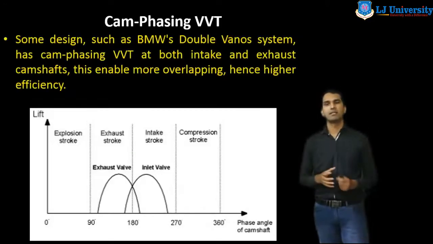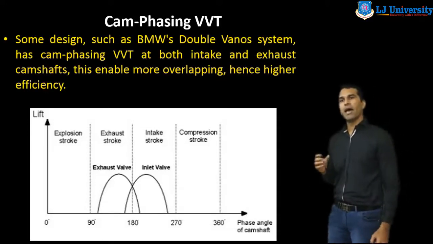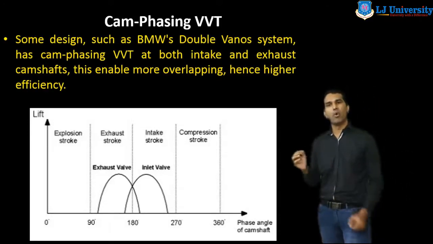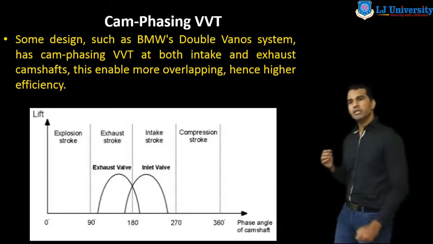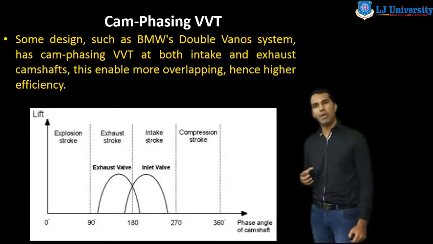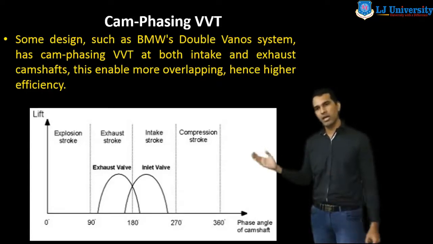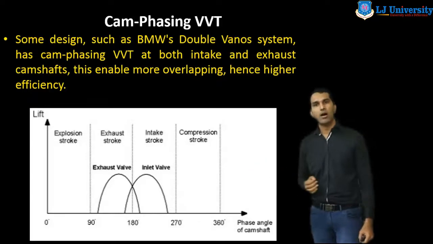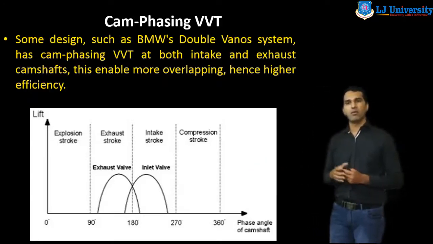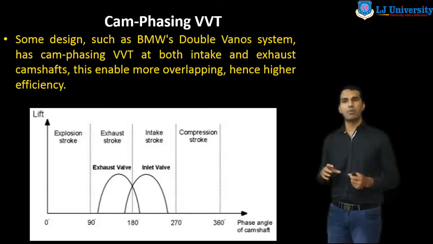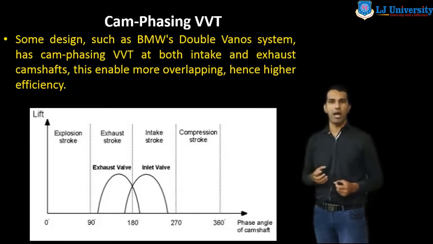Some designs, such as BMW's double VANOS system, have cam-phasing VVT at both the intake and the exhaust camshaft. This enables more overlapping, hence the higher efficiency. So here we can see the opening is also provided. That means we have changed the timing of the inlet valve as well as the exhaust valve.